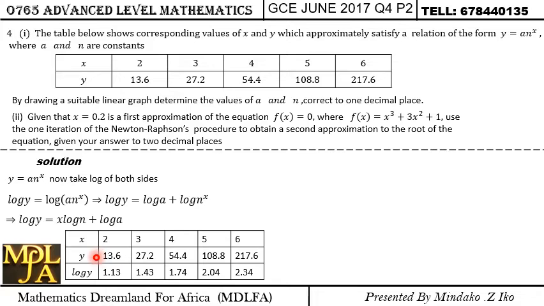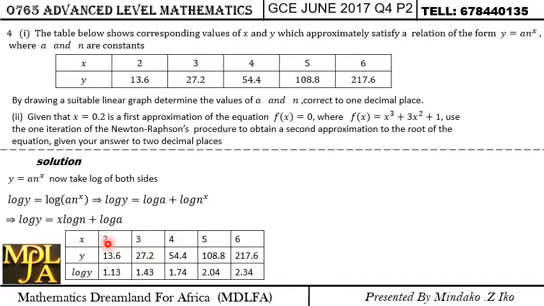So you can take a calculator. Let me take my calculator and punch log 13.6. My answer is 1.335, but I included just 2 decimal places, so 1.3. We do the same here: you take log of 27.2, it will give you 1.43, and similarly the same goes here and here.